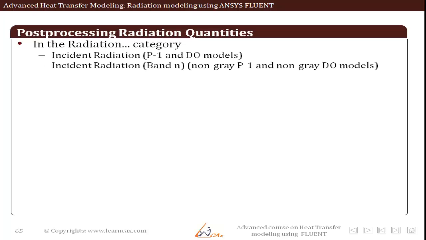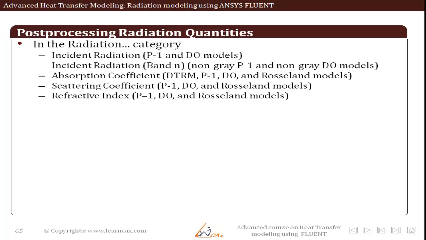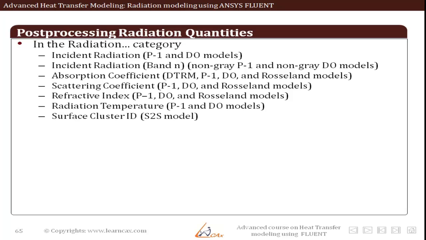Incident radiation for different bands, which is there for non-gray P1 and non-gray DO model. Absorption coefficient, which is there for DTRM, P1, DO, and Rosseland models. Scattering coefficient, which is there for P1, DO, and Rosseland models. Refractive index for P1, DO, and Rosseland models. Radiation temperature, which is there for P1 and DO model. Surface cluster ID, which is there for S2S model.